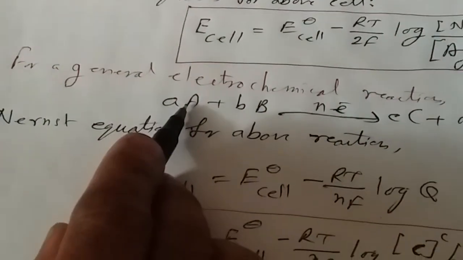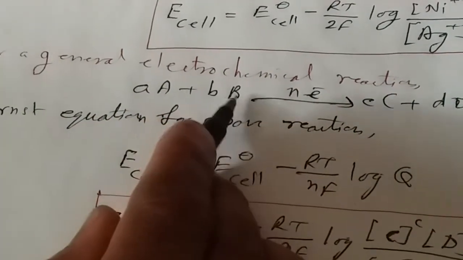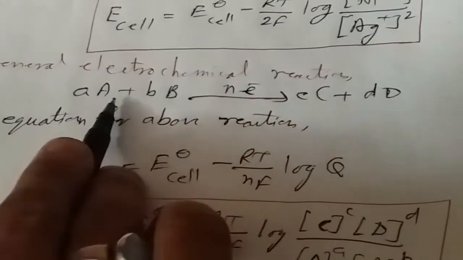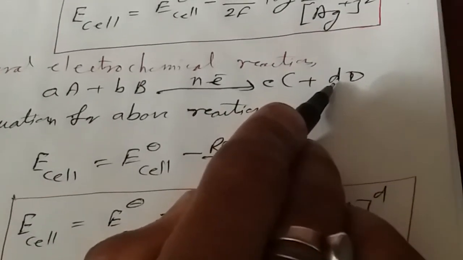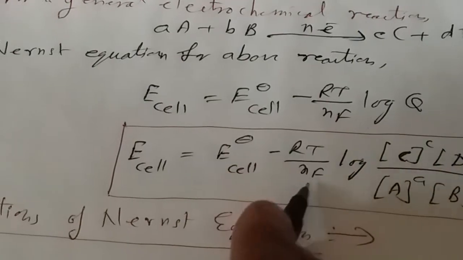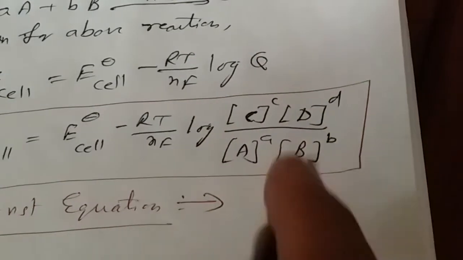Generally, in a general electrochemical cell, suppose a is the concentration of A and b is the concentration of B, and n electrons pass from one end to the other, so A and B convert into C and D, where c and d are the concentrations of C and D. What will be the Nernst equation? This is the general Nernst equation: E cell = E° cell - RT/nF log ([C]^c [D]^d)/([A]^a [B]^b).